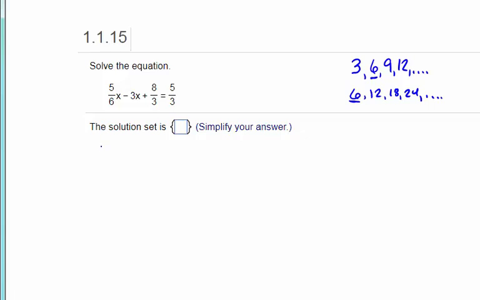And so I'm going to take just a second and kind of set it up. So I'm going to multiply 6 times 5 over 6x. And I'm going to multiply 6 times 3x. And I'm going to multiply 6 times 8/3. And I'm going to multiply 6 times 5/3.